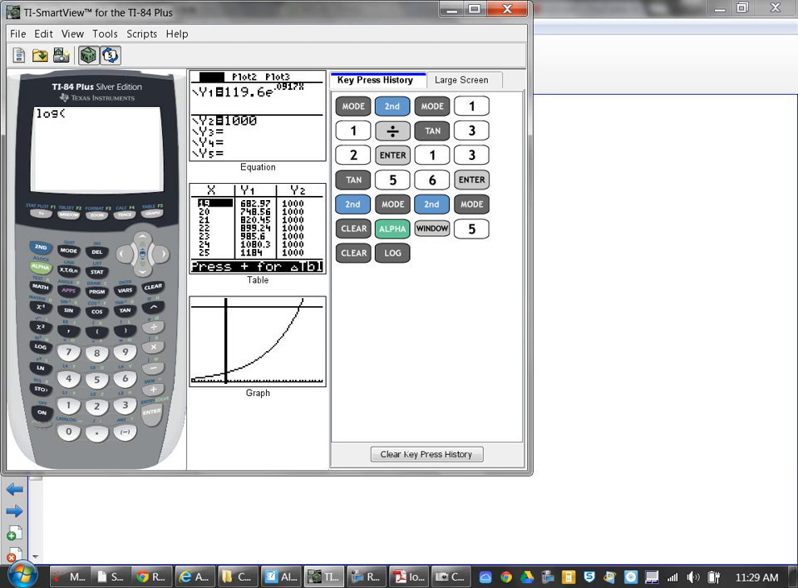Then you hit math, and then you scroll down to log base if you want to change the base around. These calculators will do a change of base for you by pressing a button, whereas we used to have to press more than one. So if you hit alpha window and select option 5, you see it says log base.